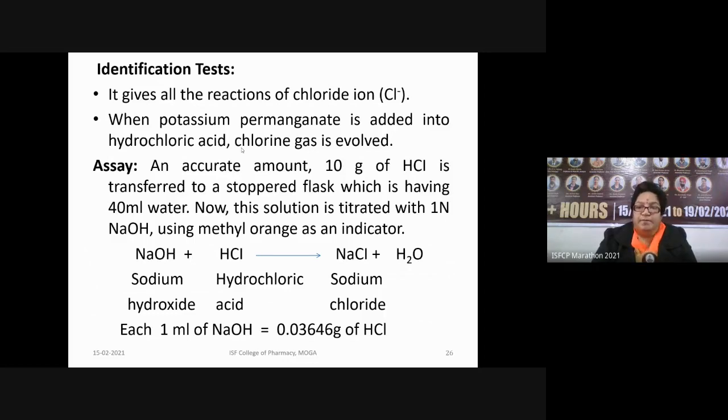See, you can see the reaction over here. NaOH plus HCl, what will it lead to the formation of? NaCl plus H2O. And each 1 ml of sodium hydroxide is equivalent to 0.03646 gram of hydrochloric acid.